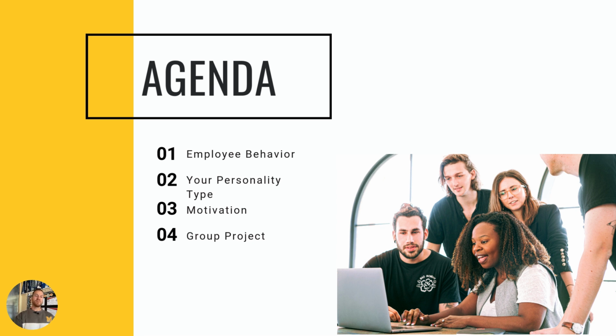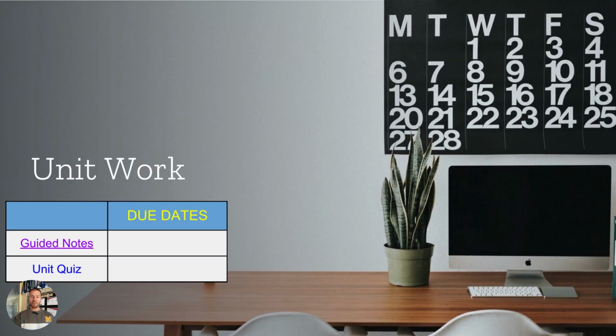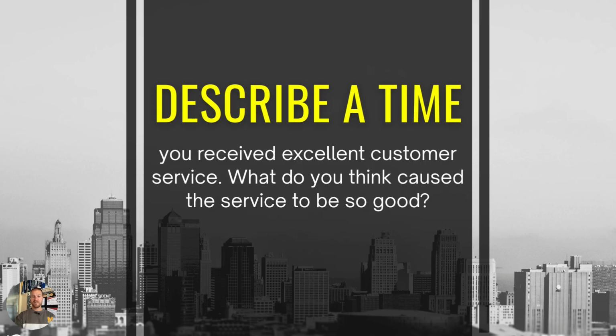Which brings me to the agenda. This is what we cover throughout the unit: employee behavior, your personality type, motivation, and group project. These are all hyperlinked, and if students are using the Pear Deck, they can access the guided notes from here. They can also access it in Canvas, or depending on where it is that you are using this, possibly Google Classroom or somewhere else. In my class, I use Canvas. There's also a quiz that accompanies this, and if you're a teacher, there's an answer key that also accompanies that.